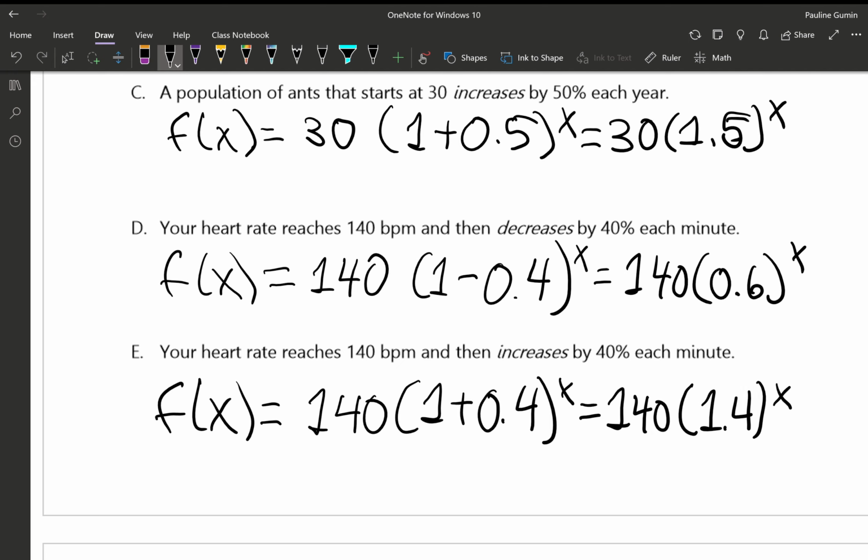But that's fine. All I did here to simplify it is I did 1 plus 0.4, which gave me 1.4.